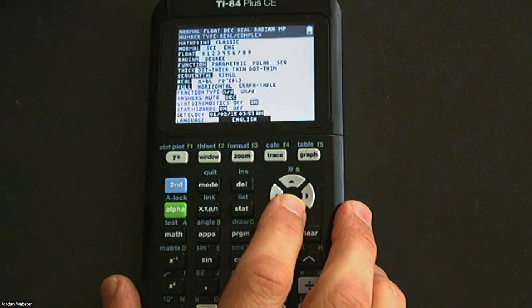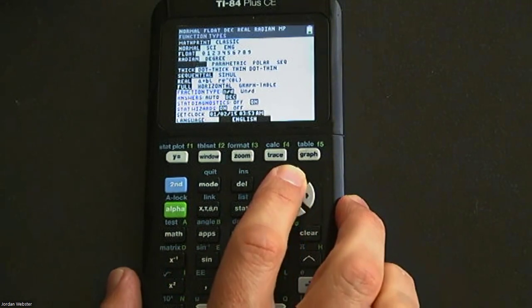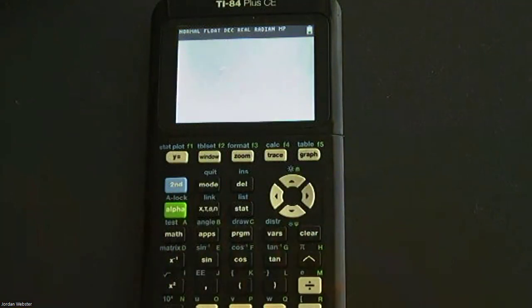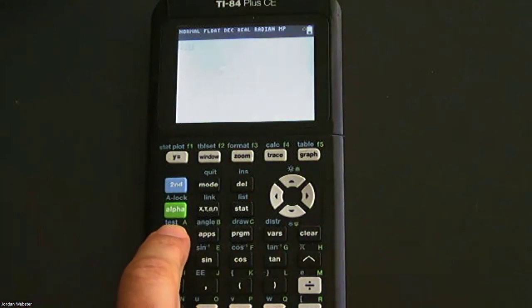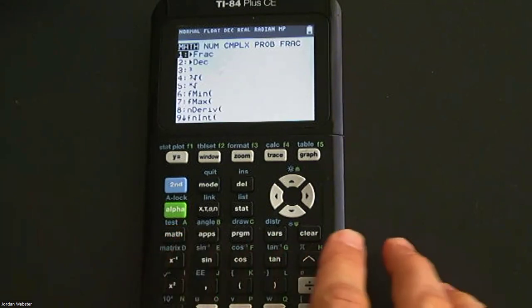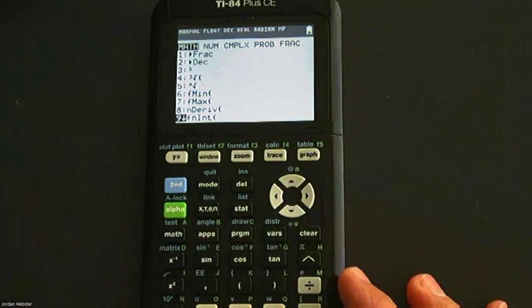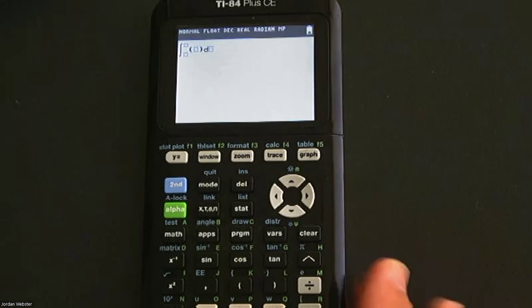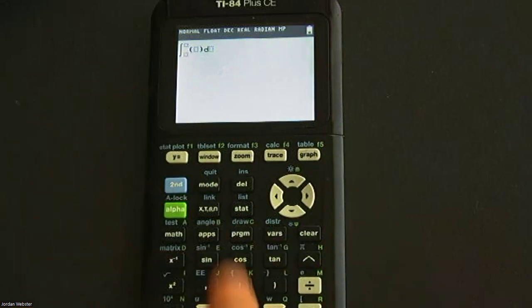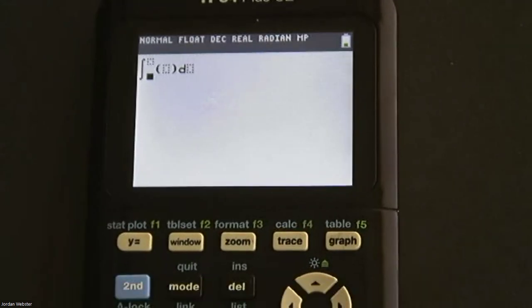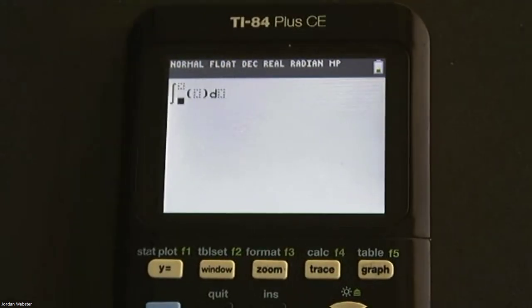And then, oops, make sure we're using radians. So once that's all set, then I go into the math menu, which is right here, and I scroll down to number 9. Number 9 is function integration. Since I have my math print on, it looks like this. It looks exactly like my integral. Let me zoom in just a little bit.